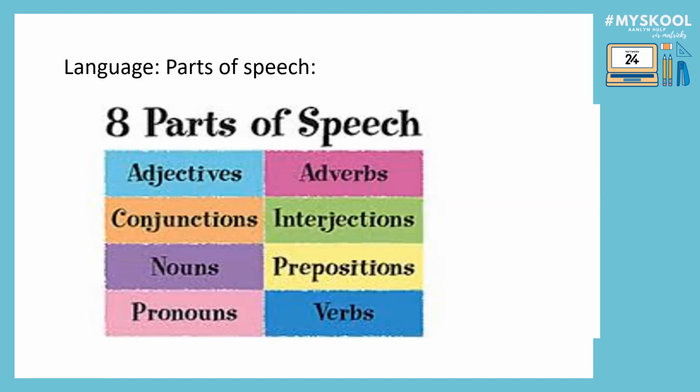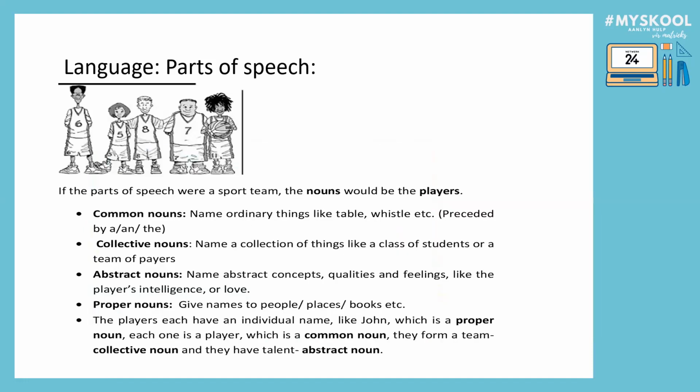Now let's have a look at the different parts of speech. If the parts of speech were a sports team, any sport, soccer, rugby, netball, hockey, whatever you can think of, then the nouns would be the players. Now there are 4 different nouns, namely common nouns, collective nouns, abstract nouns, and proper nouns. Who can tell me what common nouns are?